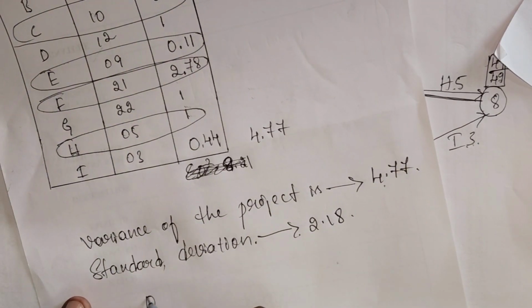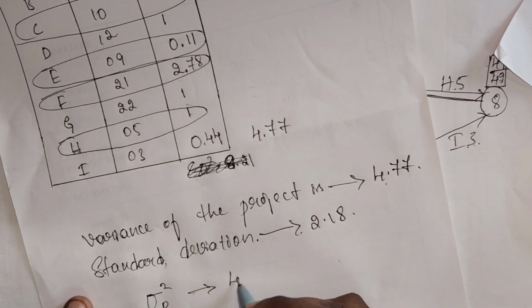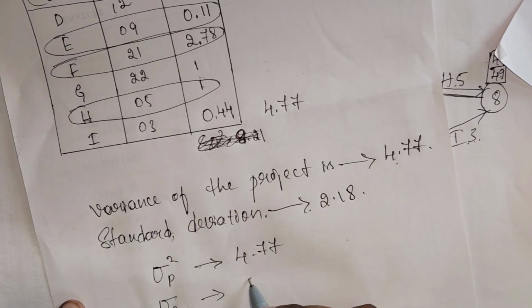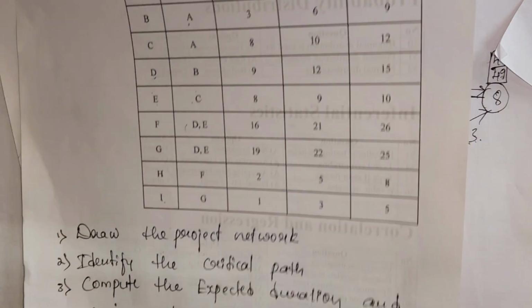Done. So the variance of the project is 4.77, and the standard deviation of the project is 2.18. Done. So come back to the problem.